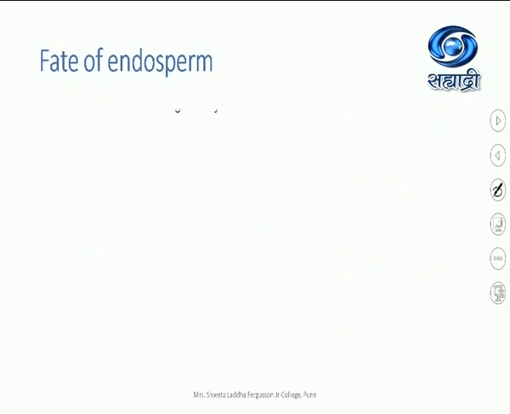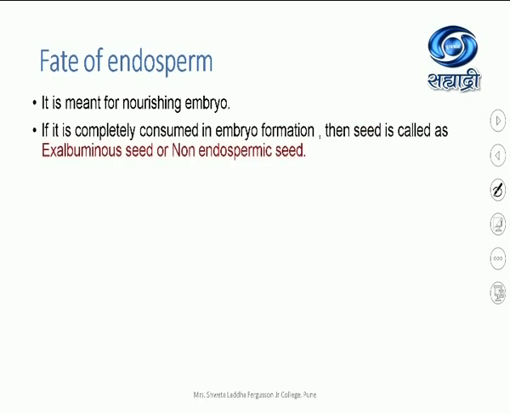What happens to the endosperm? What is the fate of the endosperm? The function of endosperm is to nourish the embryo. If it is completely consumed in the embryo formation, then the seed will not have endosperm. Such seeds, where endosperm is completely consumed and there is no endosperm in the seed, are called non-endospermic seeds.